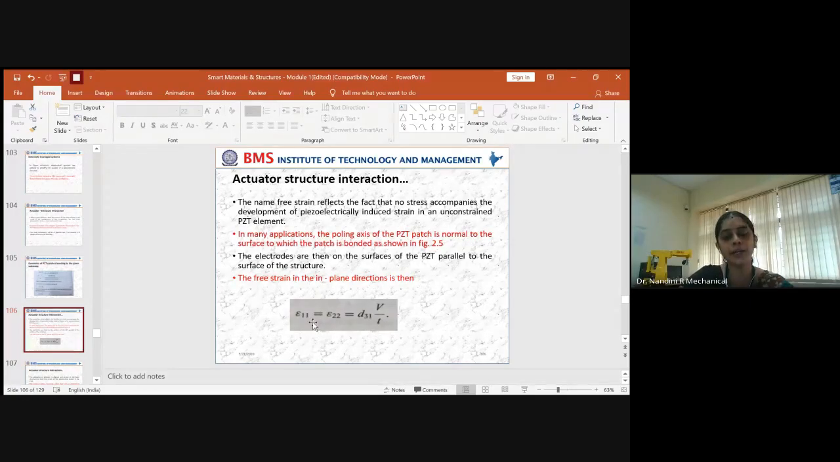So the strain induced here will be the same, either in 1 plane or 2 plane. That will be equal to the product of the electromechanical coupling coefficient factor and the amount of voltage you are subjecting the piezoelectric module of particular thickness T to. So this is how you should understand the thumb rules so that you can get the values of the free strain either in 1 plane or 2 plane.